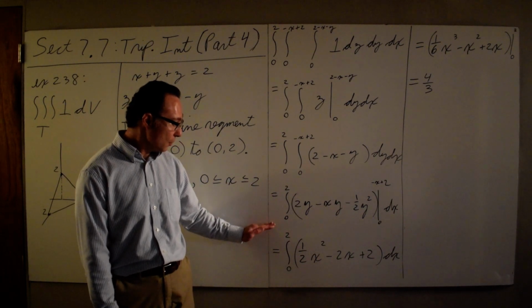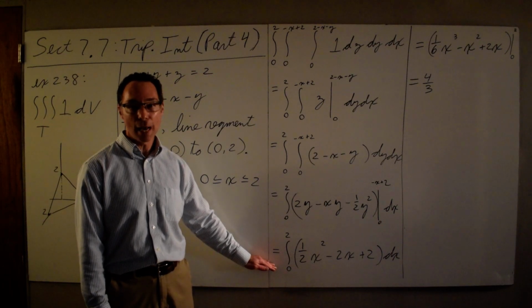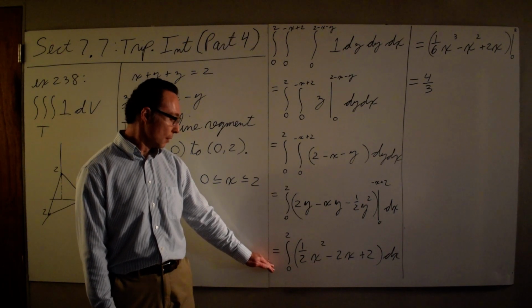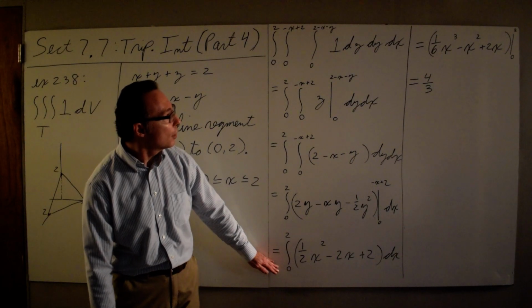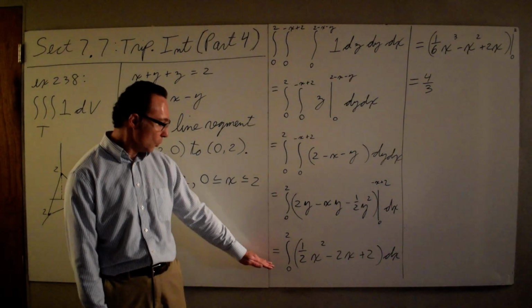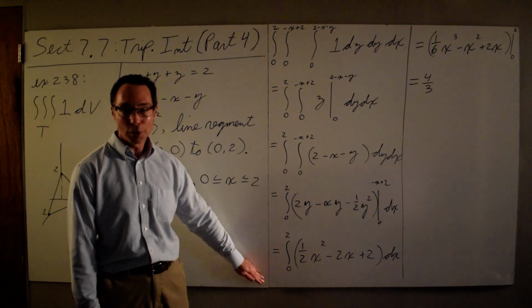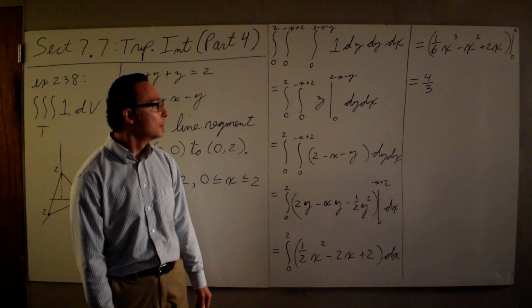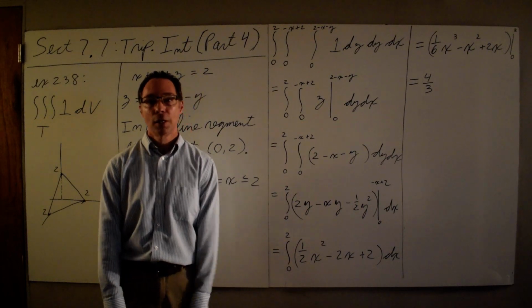Now we have the integral from 0 to 2 of this polynomial dx. This is now just a Calc 1 problem. We find an antiderivative of this function, substitute 2, then substitute 0, and subtract. And so we have 4/3 as our volume.